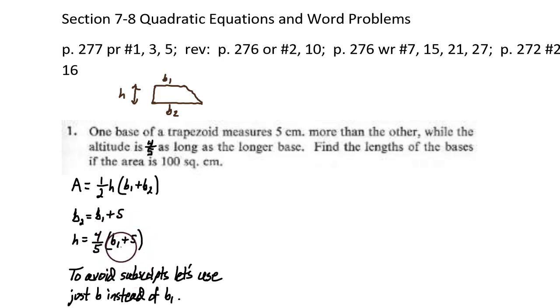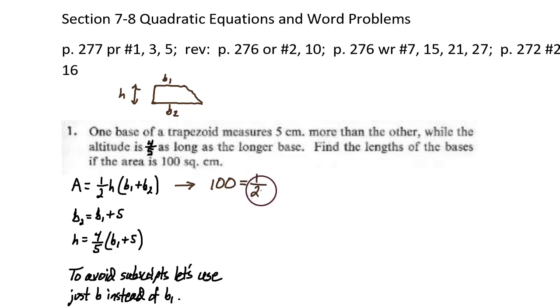Finally, to avoid using subscripts, these little numbers in the bottom corners, as we do our algebra, let's just use the letter B instead of B1. All right, so we're all ready to do this problem. We're going to use this formula for area of a trapezoid and fill in 100 square centimeters for the area.